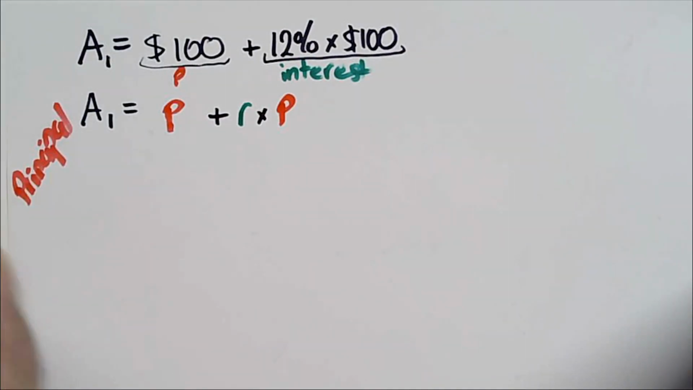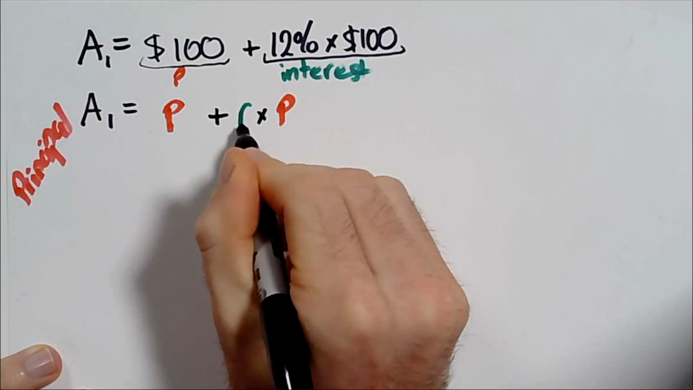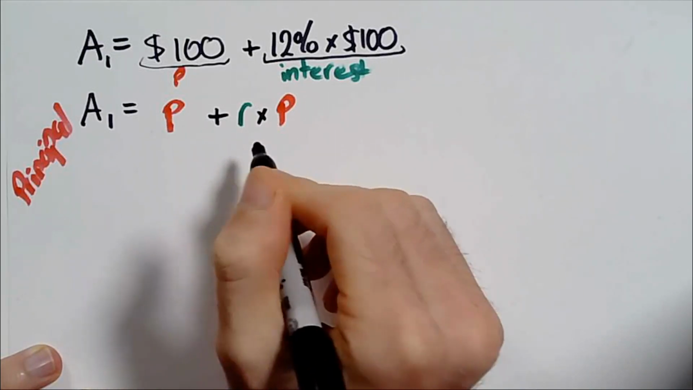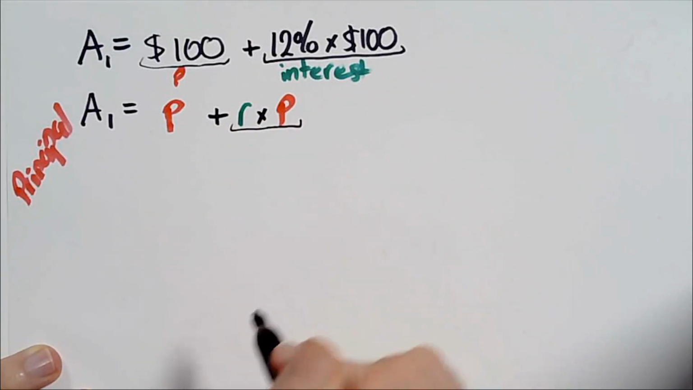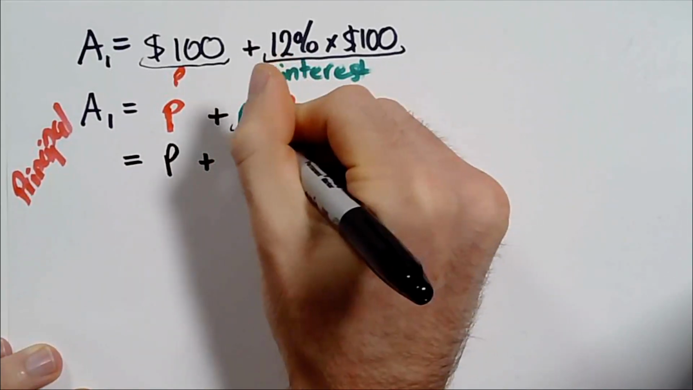And remember that when you do this now, the times comes before the plus because you have to multiply before you add unless there are brackets. So that's the order of operations. So we can actually rewrite this as P plus RP.